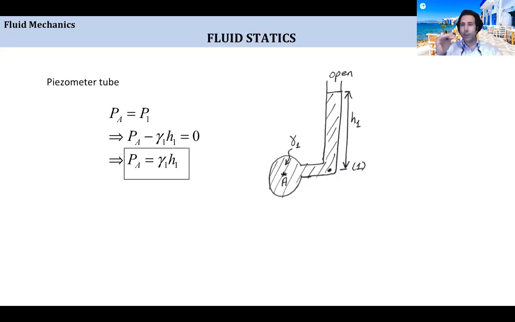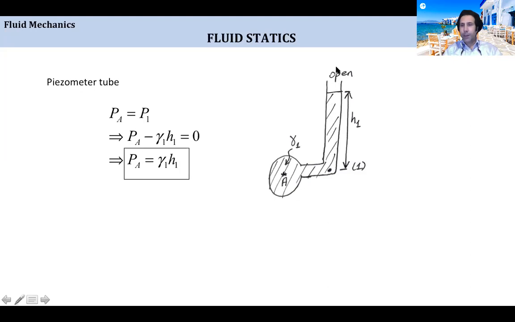So let me repeat, if we move up, we subtract. If we move down, we add. So now we are at point one and we want to move up. The whole idea is we start from one end of the manometer, and then we work our way around to the other end of the manometer. And this is how we relate pressures. So we are interested in knowing the pressure at point A, and we want to relate it to the pressure here, which is open to the atmosphere.